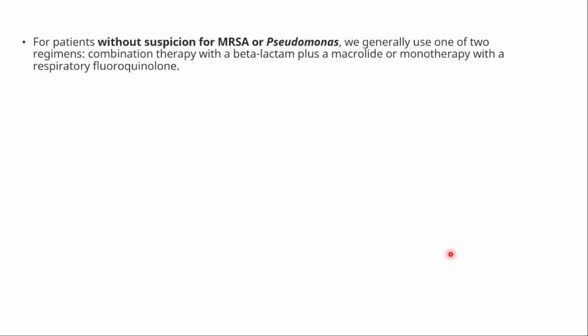And if we don't have any suspicion for MRSA or Pseudomonas bacteria, we generally use one of the two regimens: combination therapy with a beta-lactam antibiotic like Augmentin plus a macrolide, or monotherapy with a respiratory fluoroquinolone like moxifloxacin.